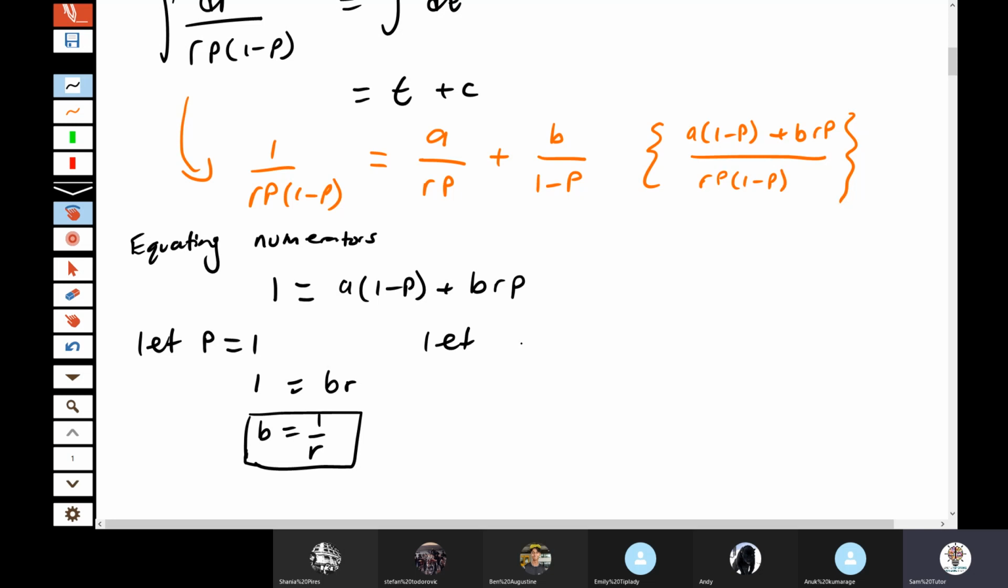Do you want to take a guess at the next one? Let p equal to what? To get rid of this one. 0. Do you get the logic? You're literally trying to get rid of the other letter. So 1, you get rid of a, you'll find b. Then you'll get rid of b, you'll find a. So let p equal to 0. You write 1 equals 1 take away 0, which is just literally a. So a equals 1.